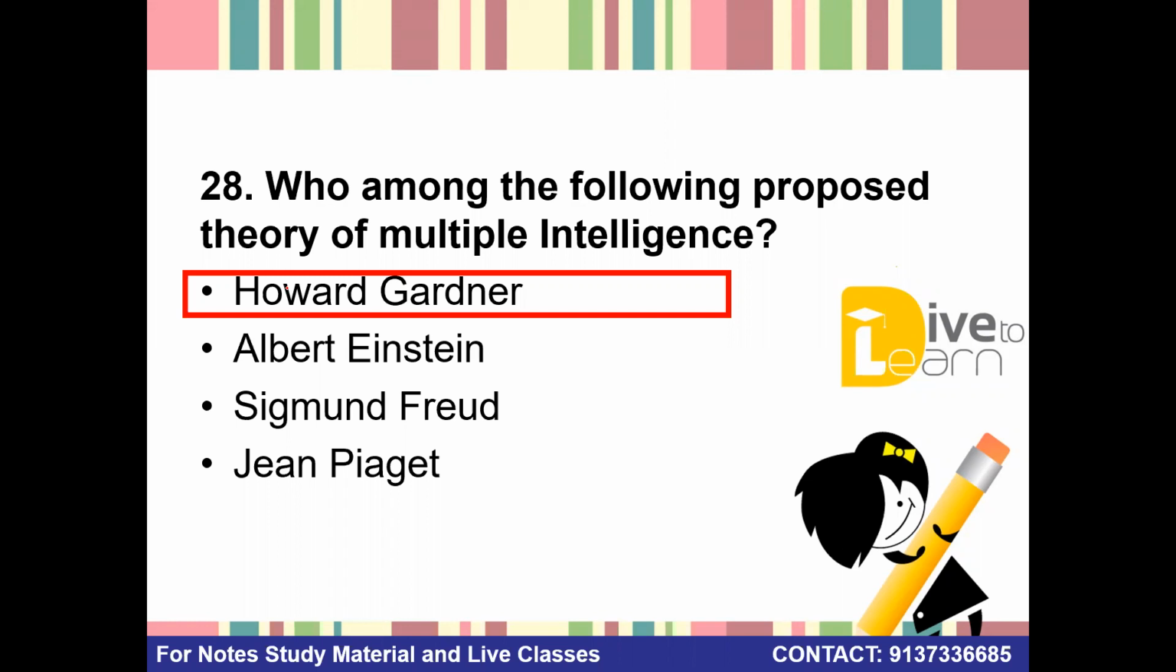Write them down once. Like if I have to say Albert Einstein, nothing to do here. Sigmund Freud has given the id, ego and super ego theory. What was id, ego and super ego? Please revise. Then we have Jean Piaget. Jean Piaget has given the theory of psychological development. He tested on his own kids. There's a question on Jean Piaget that we will discuss in some time.